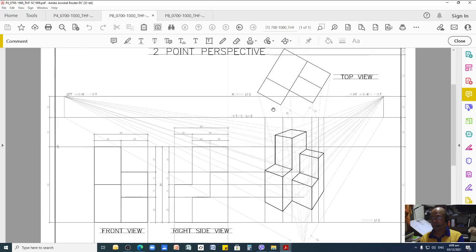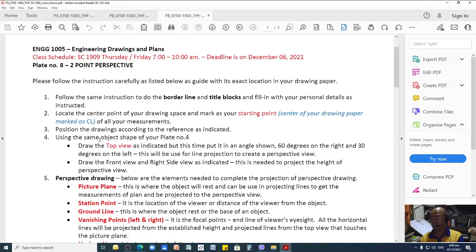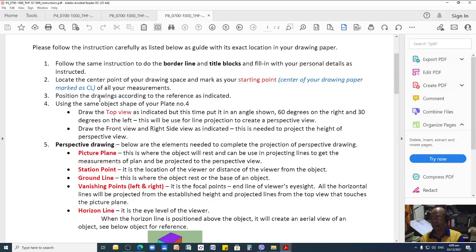Okay, so for the three views in your orthographic drawing, the top view is always positioned on top of your front view. This time you'll use your top view as your plan to project your perspective. So you have to position it here. And in my instruction, I already indicated the top view and how you position it. So let me go to instruction number 4.